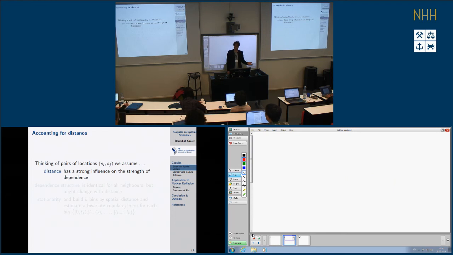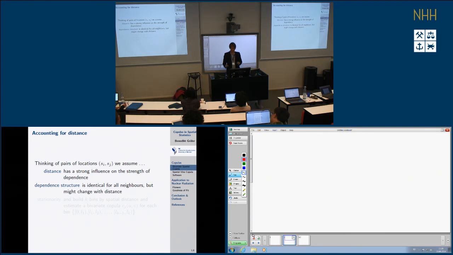What we want to do, because it's spatial statistics, is account for distance. So we assume distance has a strong influence, not only on the dependence strength, but on the shape, on the scatter of the points. We assume the dependence structure is the same for all neighbors. So it doesn't matter if I take a central point and look at the location next north or next south. It only matters how far apart they are.